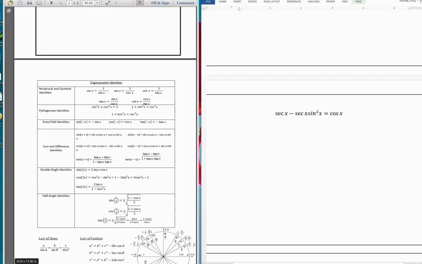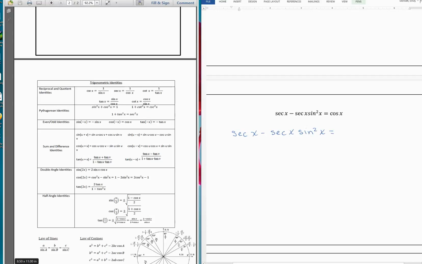We're going to do another one here, and I'm going to show you how factoring and using some algebra can be helpful. So we want to show that secant of x minus secant of x sine squared of x is equal to cosine of x. So the more complicated side here, we've got secant of x minus secant of x sine squared of x.